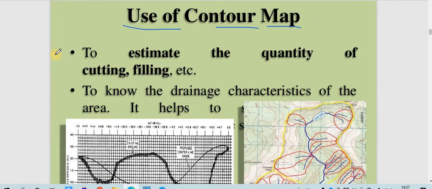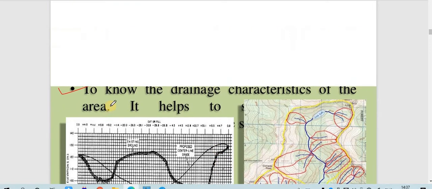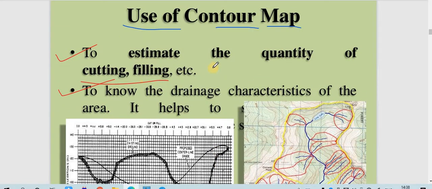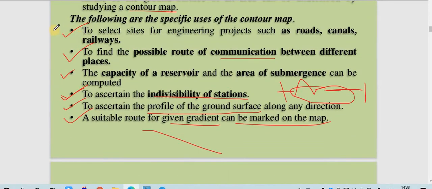Okay, it can also be used to estimate the quantity of cutting and filling. How it is used in cutting and filling will be discussed in the next class. It can also be used to know the drainage characteristics of the area, for providing drainage facility, with the help of the contour map. So these are some of the important uses of contour map.